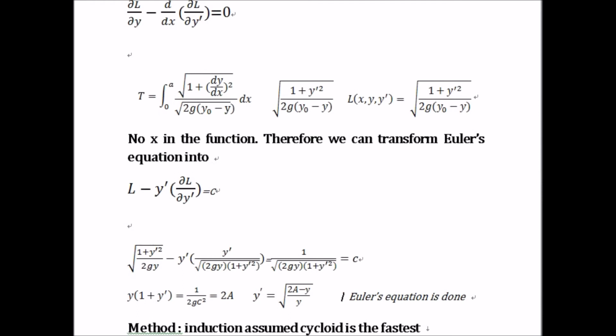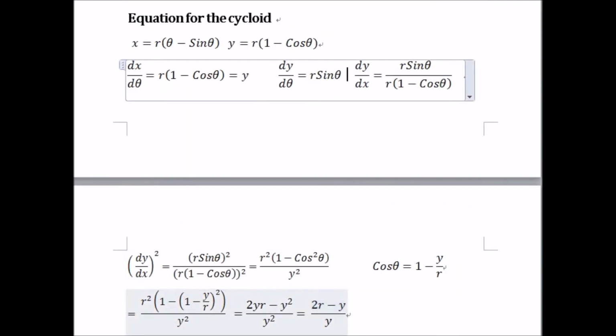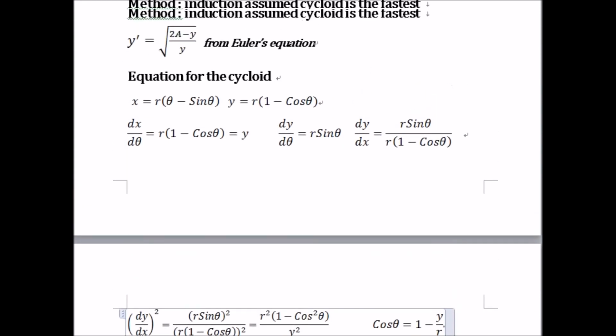As I said, Euler's equation is used for optimization, which means it's going to show either the fastest or the slowest, the minimum or the maximum point of the slope. So here, because we use Euler's equation, this path is going to be the fastest. However, now we're trying to prove that the cycloid path is the fastest. So if we move downward, we are going to derive the above equation from the cycloid components.